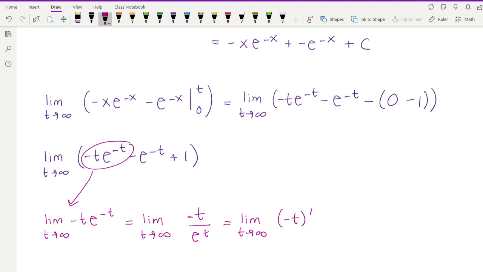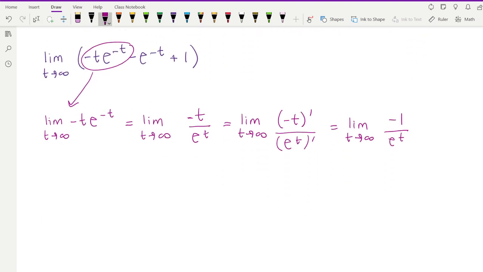So we're going to take the derivative, so I'm using prime notation to mean taking the derivative of the top and of the bottom. And so that would give us the limit as t approaches infinity of negative 1 in the numerator, and then the derivative of e to the t is still e to the t. Okay, so now what happens if you're taking the limit as t approaches infinity of negative 1 over e to the t? Well, now the numerator is just a fixed number and the denominator is getting bigger and bigger and bigger. And so anytime you have a situation like that where the numerator is one fixed number and the denominator is getting bigger and bigger, that is going to result in a limit of 0. So that deals with this first term.